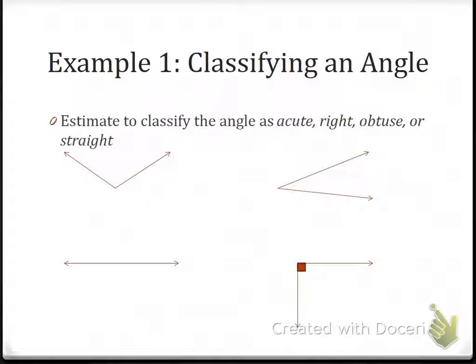All right, so now in example 1, I'm taking all the labels off. I want you to classify each angle. So I'm going to go ahead and number them so we're all on the same page with the numbering. So 1, 2, 3, and 4, I want you to draw the angle on your paper and then label it acute, obtuse, straight, or right.